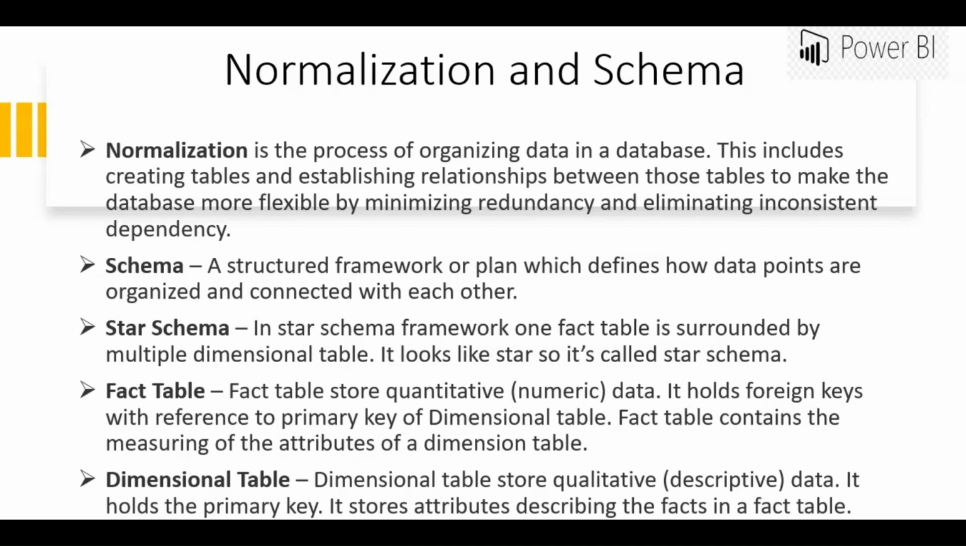Fact table stores quantitative data. It holds foreign keys with reference to the primary key of the dimensional table. Fact table contains the measures of the attributes of the dimensional table. In short, fact table represents numerical data. We can perform mathematical calculations or we can aggregate or summarize the data.